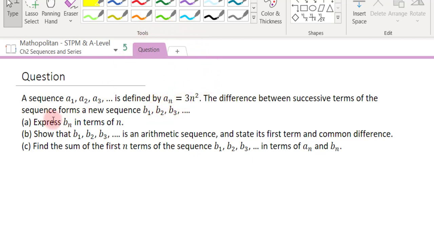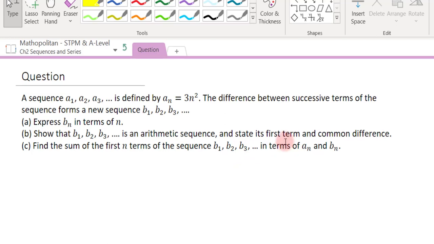So part A: express B sub n, the nth term for the sequence with B, in terms of n. Part B: show that this sequence B1, B2, B3, and so on and so forth is an arithmetic sequence, and state its first term and common difference. C: find the sum of the first n terms of the sequence B1, B2, B3 in terms of A sub n and B sub n.